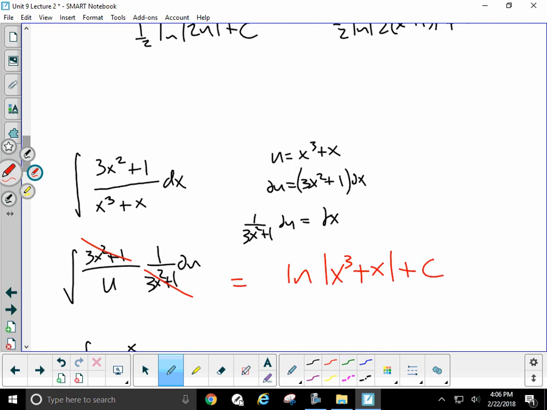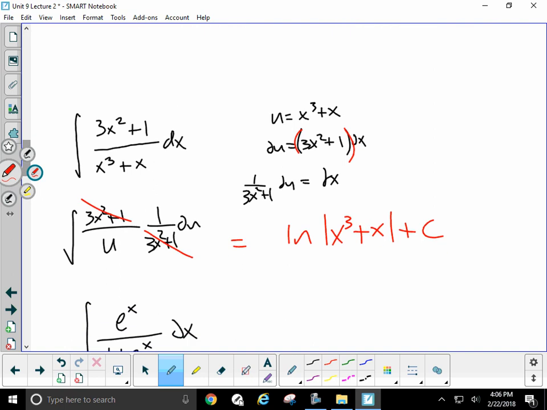All right, so for this example, the key is when you take the derivative of x cubed plus x, we're used to not multiplying things, just like 3x squared. We're not going to subtract the 3x squared to solve for dx. This is actually a product of 3x squared plus 1 times dx. So when you solve, the entire thing goes in the denominator. Okay, so let's see another one.